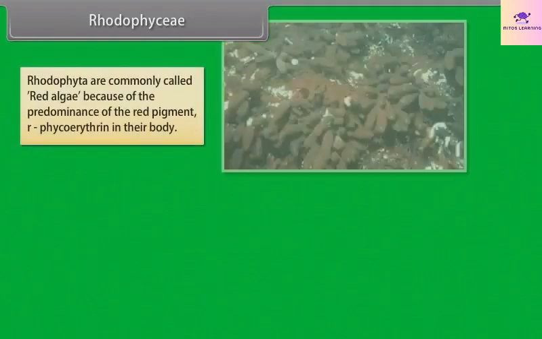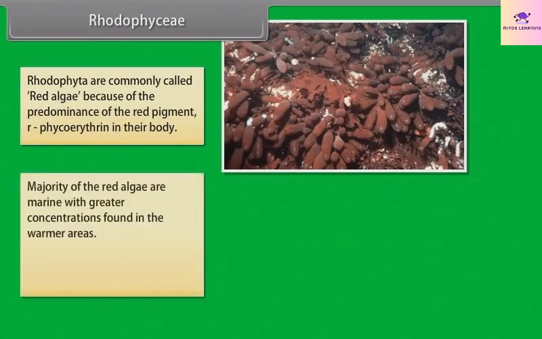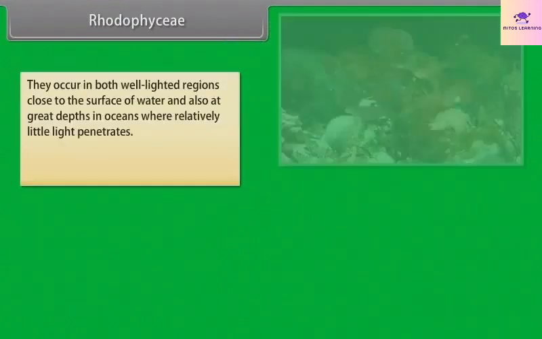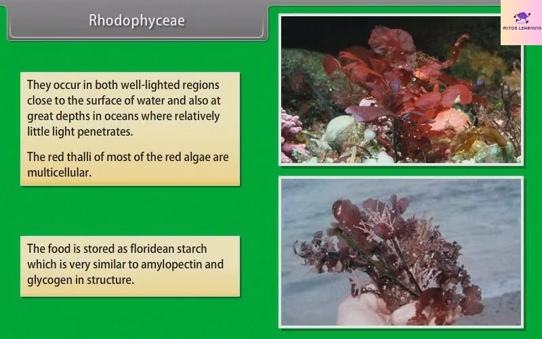Rhodophyceae. Rhodophyta are commonly called red algae because of the predominance of red pigment, r-phycoerythrin, in their body. Majority of red algae are marine with greater concentrations found in the warmer areas. Some of them have complex body organization. They occur in both well-lighted regions close to the surface of water and also at great depths in oceans where relatively little light penetrates. The red thalli of most of the red algae are multicellular. The food is stored as floridean starch, which is very similar to amylopectin and glycogen in structure.